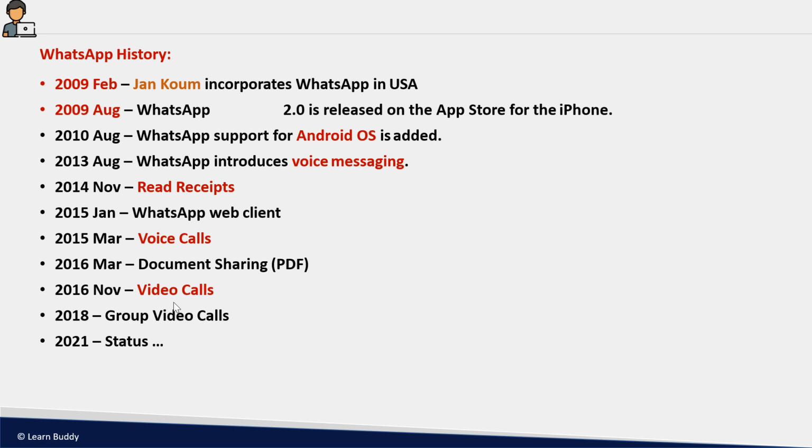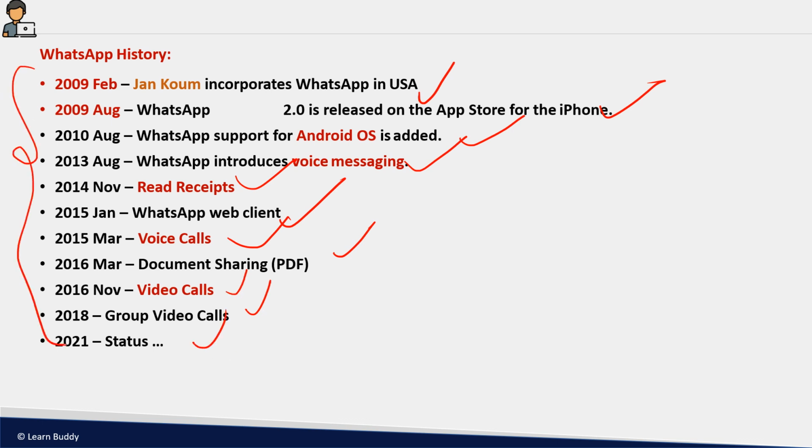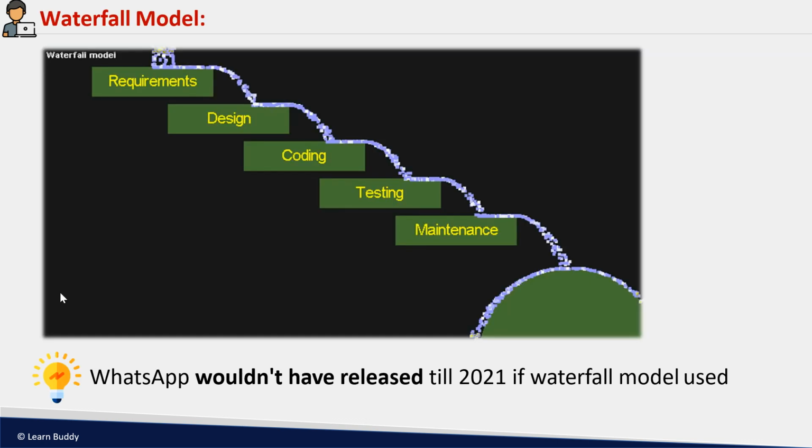For the waterfall method, let's take one real-time application, WhatsApp. WhatsApp is from 2009. They just incorporated WhatsApp in the USA. And in August 2009, version 2.4 was released for iPhone users. And in 2010 there was an Android OS version. And in 2013 they gave voice messaging, read receipts, and the WhatsApp web client. So every year they keep updating their application. So this is the WhatsApp history: when it started and what the status of WhatsApp is.